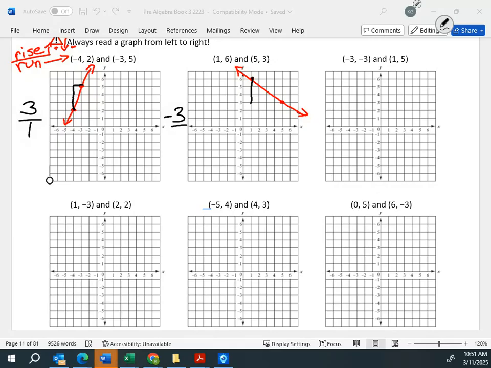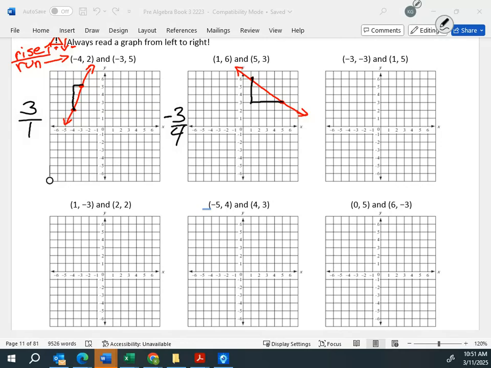Now I'm going to do my run. And I go to the right. 1, 2, 3, 4. My slope is negative 3/4. If you do not have the negative sign, it will be wrong because your line would be going the wrong direction. So you have to remember those negative signs.